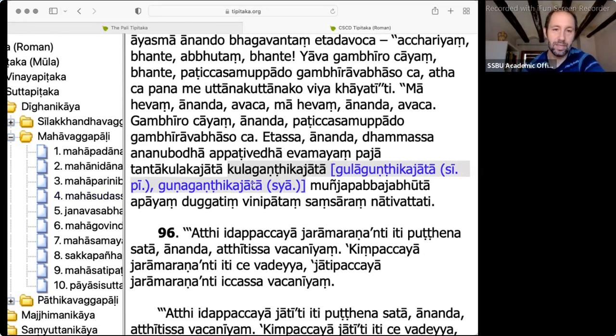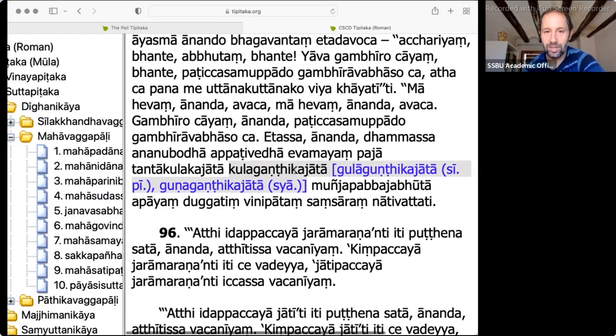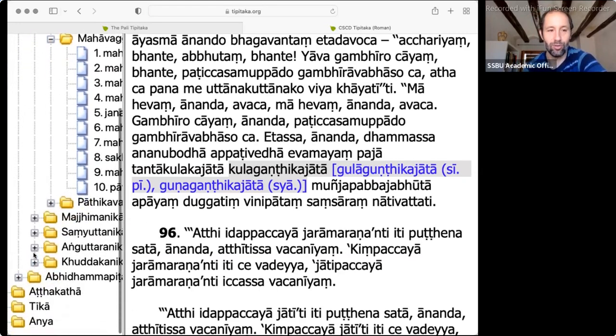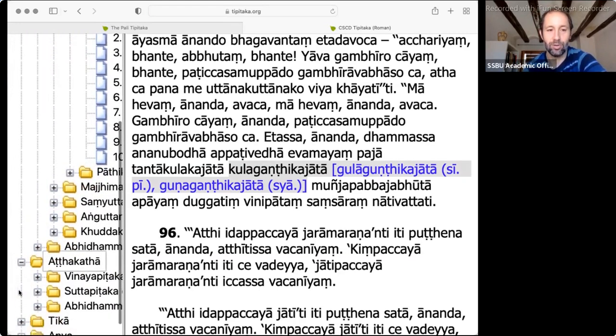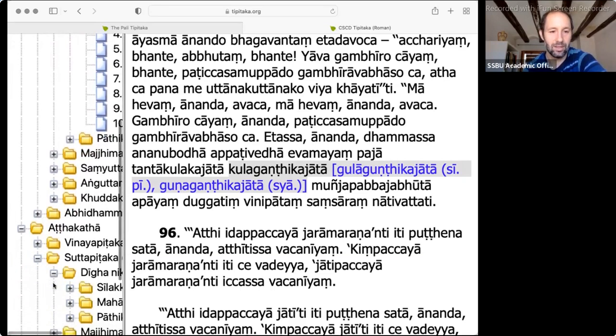It says that the Sinhalese and PTS read gula instead of kula. And they don't read gantika, they read guntika. And jata is okay, jata is consistent. And then in the Siam version, we have guna, not gula or kula, and gantika, not guntika, but gantika like in the Burmese, jata. Now some philologists or some scholars can say, well, let's check what Buddhaghosa says here and problem solved, right? So let's see what was the reading that Buddhaghosa was saying.